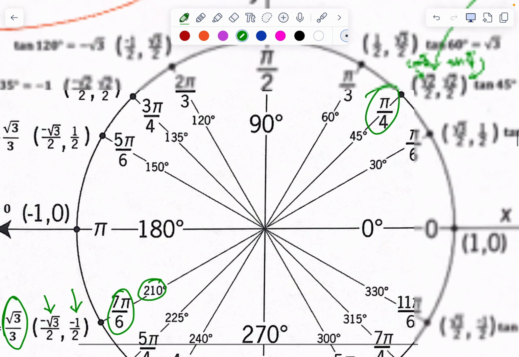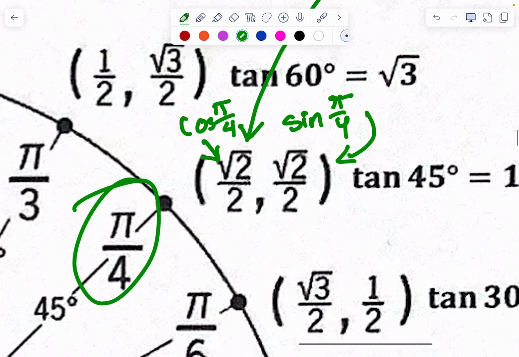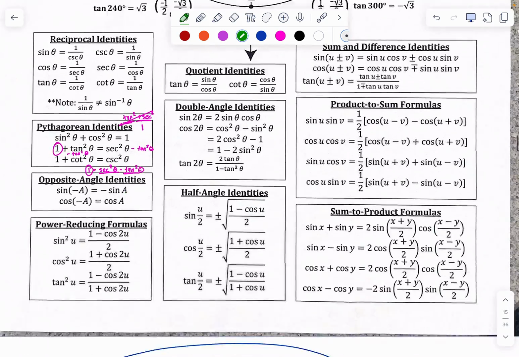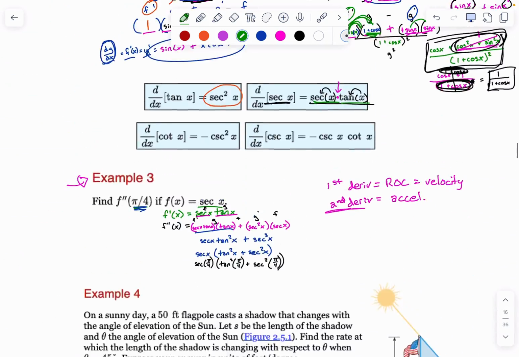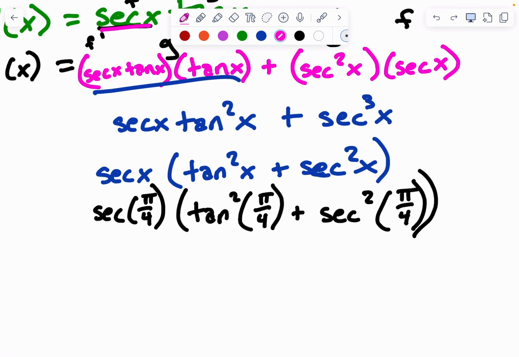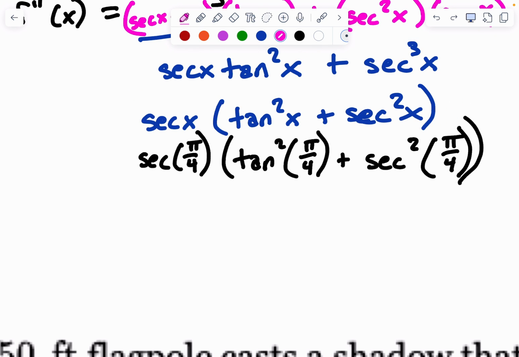Okay? So we're looking specifically at pi over 4. So remember these guys, square root of 2 over 2, square root of 2 over 2, and 1. Okay, so here's the deal. If I go down here, I am trying to find secant of pi over 4. Wait a second. Secant wasn't on the unit circle. Secant is 1 over cosine of pi over 4, right? That's what secant is.